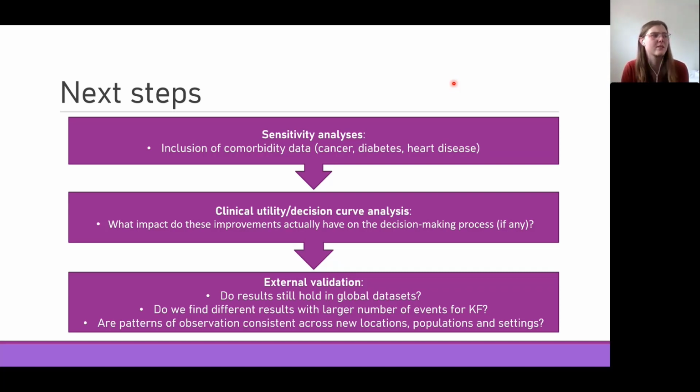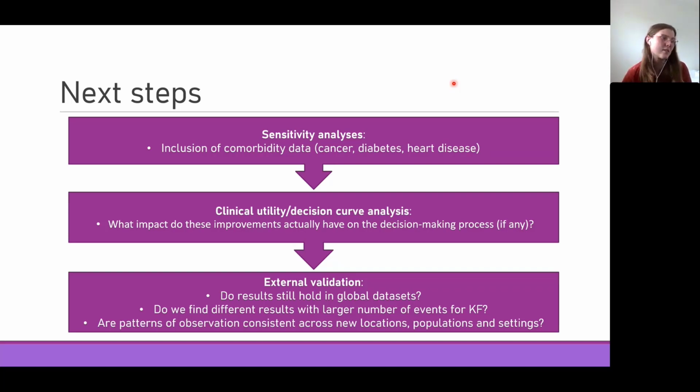I'd also like to look at some clinical utility and decision curve analysis, because they're fairly moderate improvements that we're seeing at this stage. So it'd be really helpful to see what impact those improvements actually have on the decision-making process, if any. The decisions that are made off the back of these risk predictions, do they change at all based on these new models that learn from informative observation?